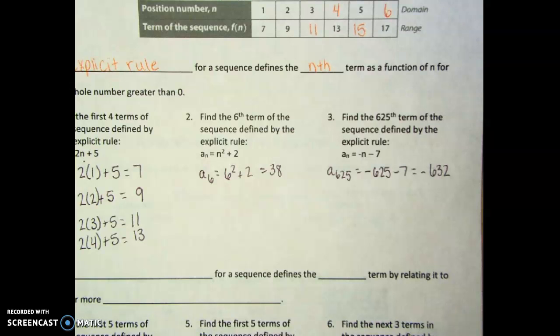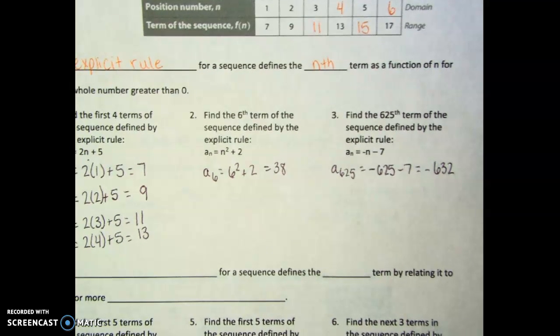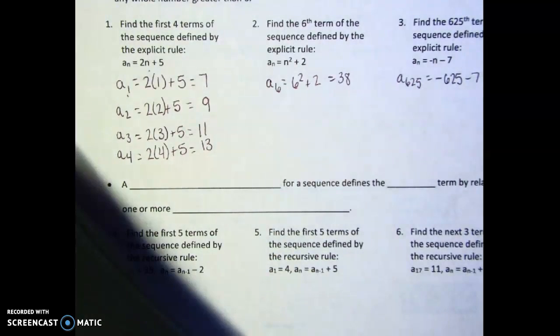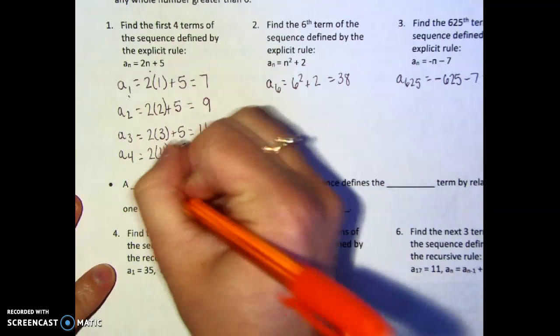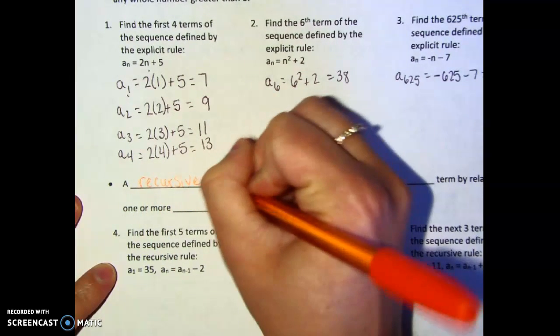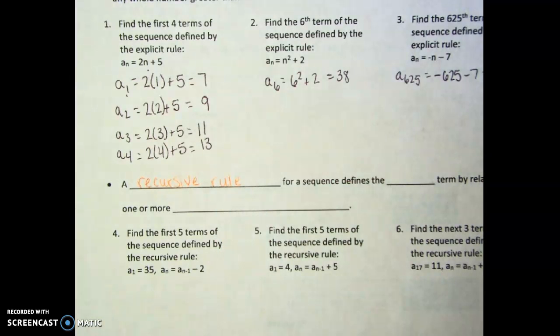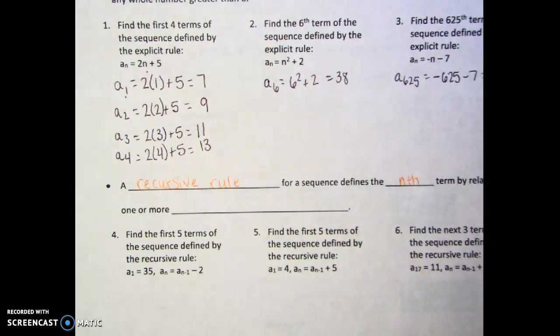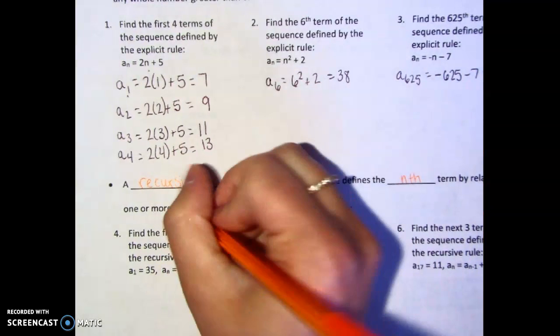Okay, if you have any questions on explicit rule, pause the video, either raise your hand, call me over, or come up and see me. Either way is fine. Because we are going to now talk about a different rule. There is explicit and there is recursive. So a recursive rule for a sequence defines the nth term by relating it to one or more previous terms.